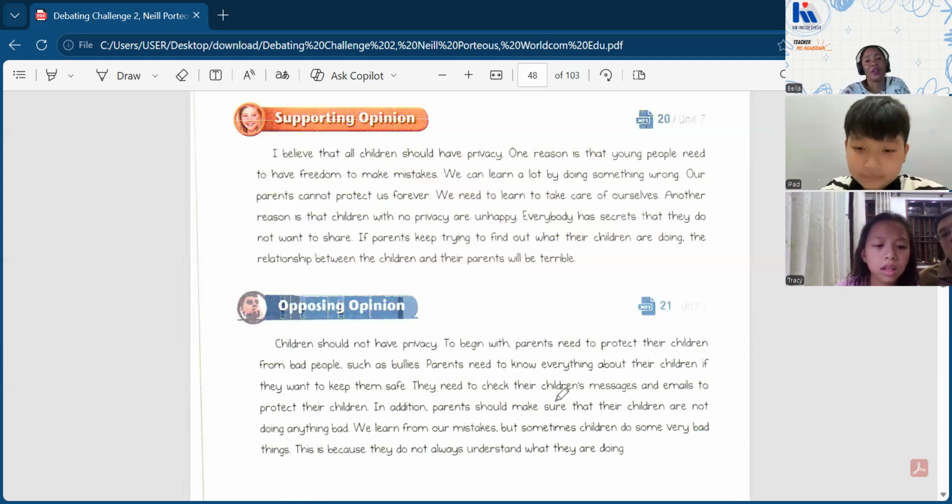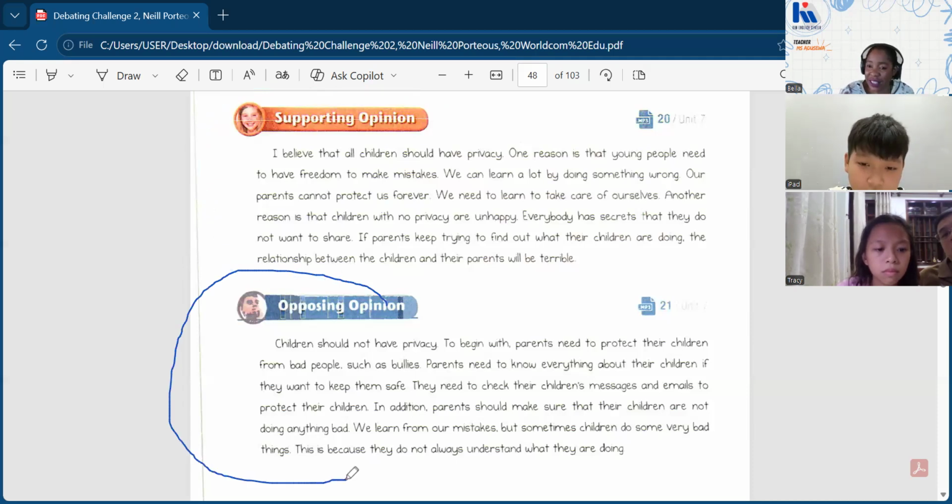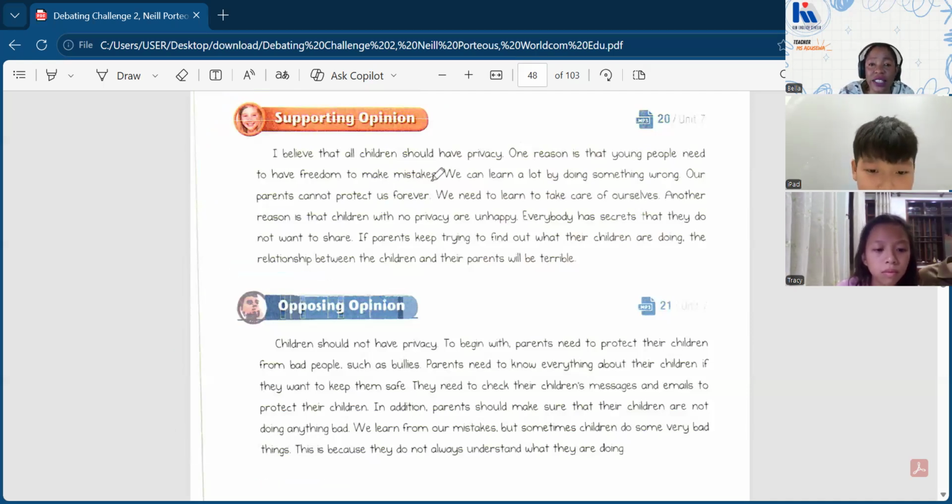Yes. Okay, so now you understand that while this one says children should have privacy, this one says children should not have privacy, right? Yes. And you understand the main idea here and the supporting ideas, right? Good. Okay. So now I'm going to cut this class and you'll join again, and then you will circle the main ideas and the supporting ideas. Okay? It's 30 minutes already. Please join. Don't delay. Join so we can continue. Okay?